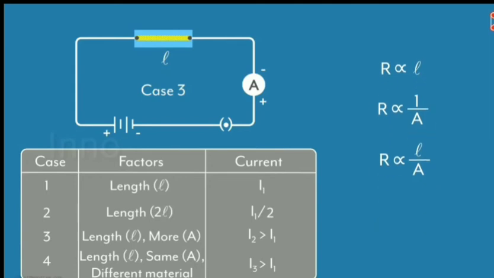If we introduce a constant rho, it can be written like this. The constant of proportionality is called the electric resistivity of the material of the conductor.